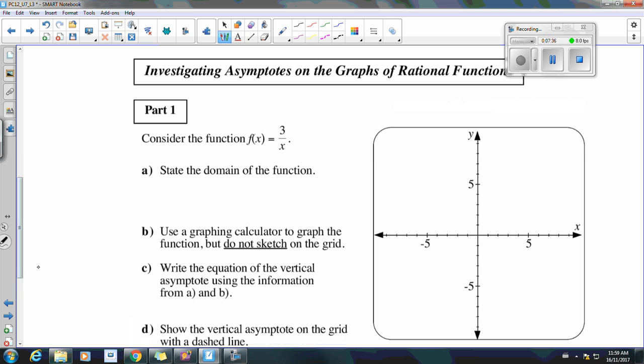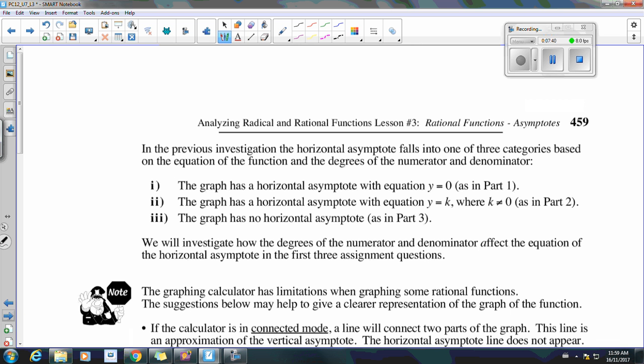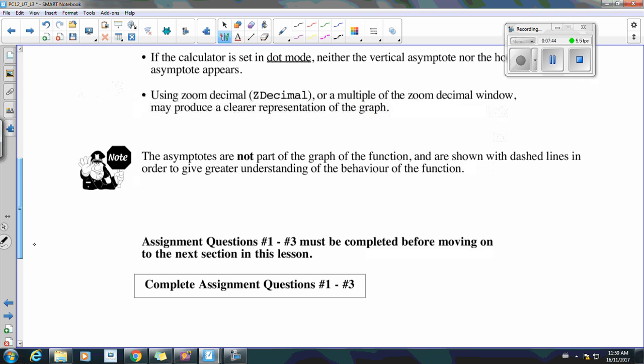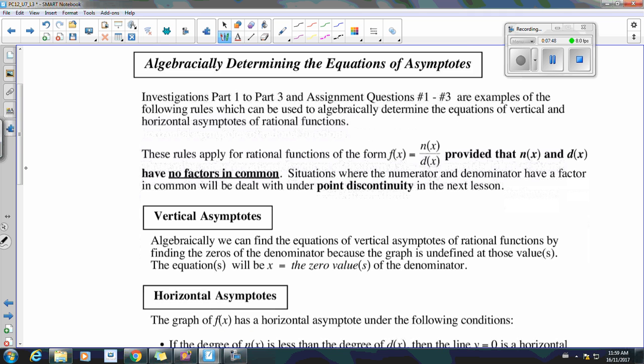Okay, we're going to skip the rest of the investigations. Again, if you want to play with these a bit, you can see what the investigations are doing. We are going to skip to the summary here that tells us how we can find these asymptotes.